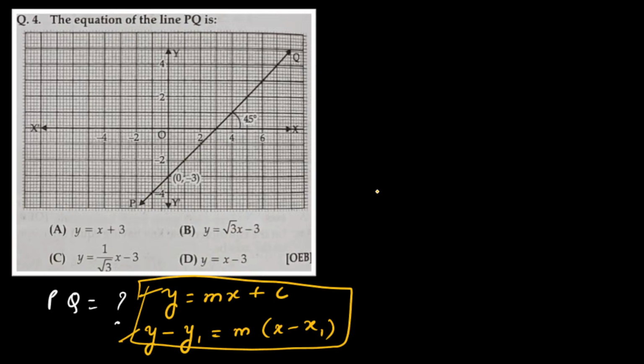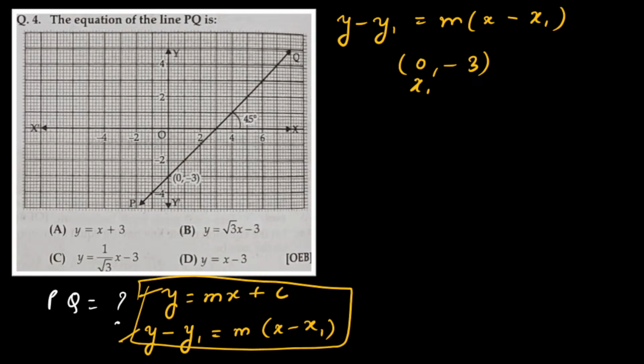So here we have to use again point form. Point form is this one: y minus y1 is equal to m into x minus x1. How will we decide? If you see the given figure, one coordinate is given to us. Here you can see the line is passing through this point. So which point is the line passing through? 0, comma minus 3. So coordinates are given to us. Whenever coordinates are given to us, we have to use this form.